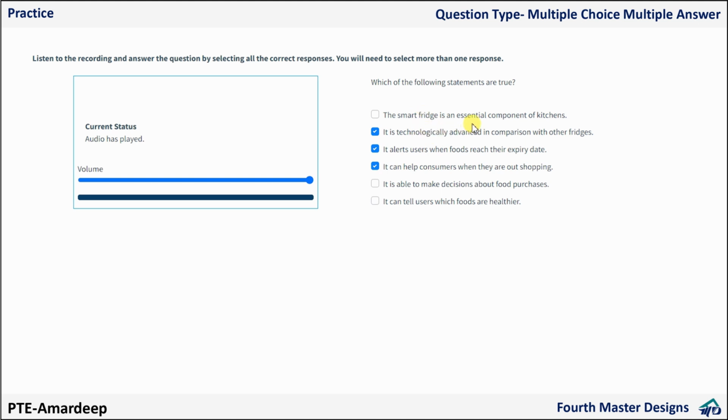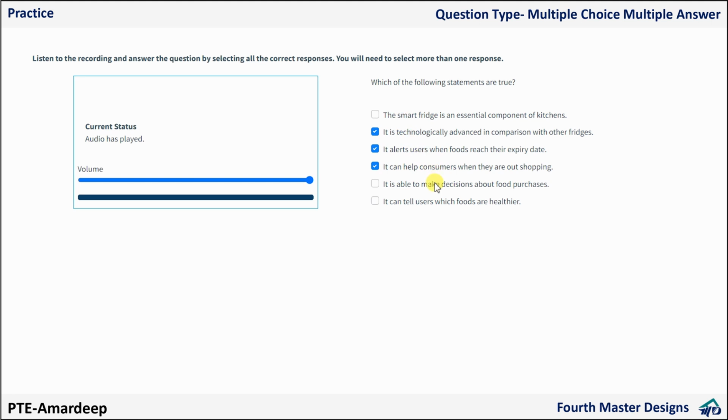It is technologically advanced. Yes. These fridges are advanced in comparison with others. Yeah, they said that, but it was different. They said the same thing in a different way. It alerts the user. Yes, expiry date was mentioned, they get an alert, something like that. And then it can suggest something about shopping. Okay, so these 3 are there.